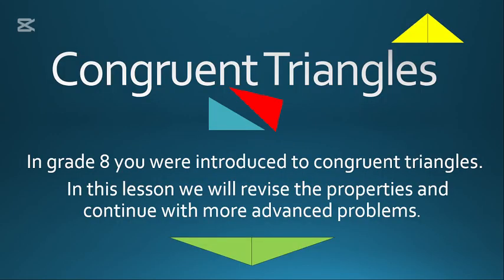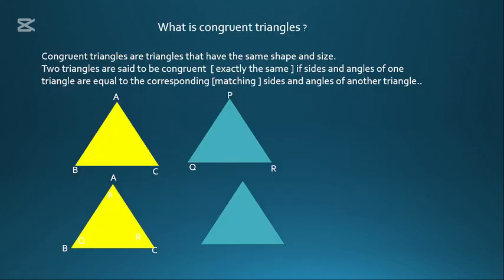Continue with congruent triangles. In grade 8 you were introduced to congruent triangles. In this lesson we will revise the properties again, and then we will continue with more advanced problems. Right, so what are congruent triangles? Congruent triangles are triangles that have the same shape and size, like these four over here.